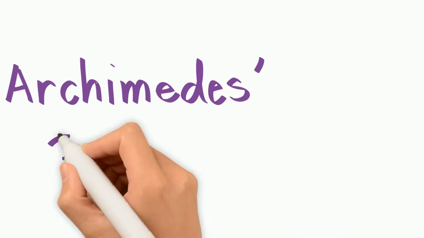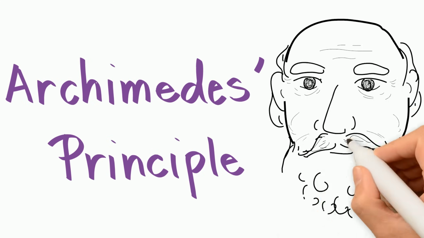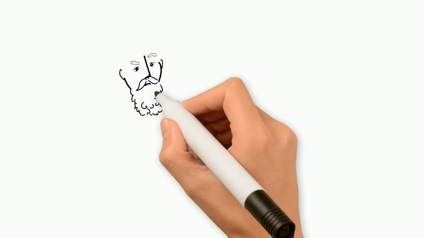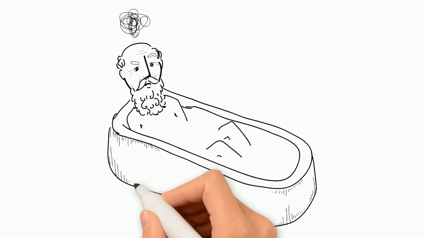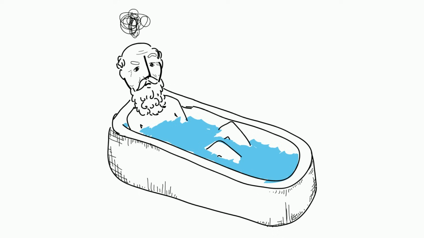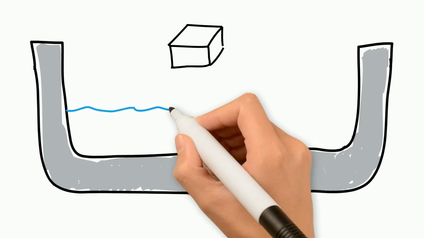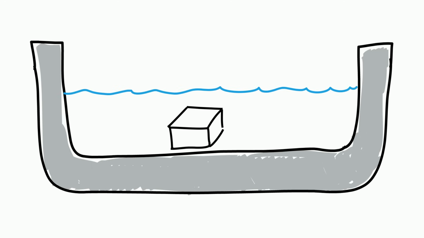The next concept we need to tackle is called Archimedes' Principle. Archimedes was a mathematician and philosopher who lived in ancient Greece. He had been stumped on a problem he was trying to figure out for the king, so he decided to take a bath. When he was sitting in the bath, he noticed that the water level rose when he went into the bath. Let's pretend that this block is Archimedes. See how the water level goes up when the block goes into the water?